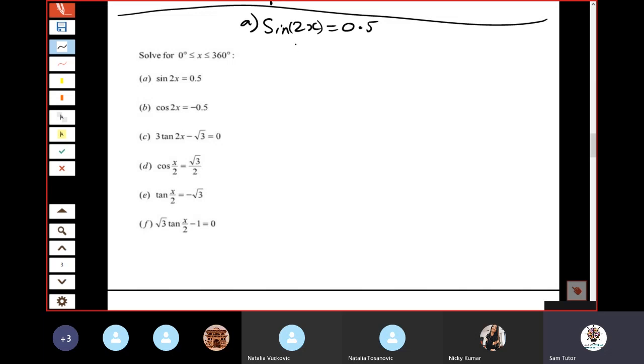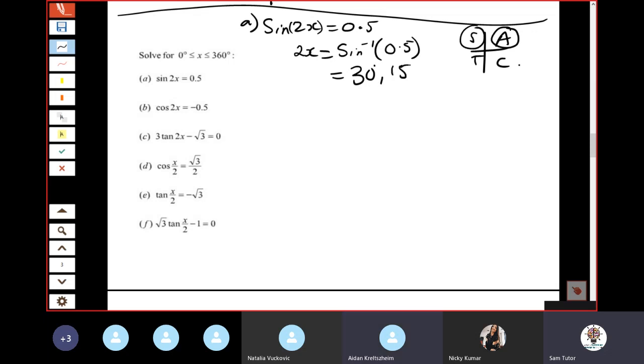So Aiden, what are you going to do to get rid of the sine? Inverse sine? Yep. So then you're left with what? You'll be left with 2x here equals inverse sine 0.5, which equals 30. And then what do you always do now? You draw All Stations To Central. Sine is positive here and here. You happy with that? Yeah. But hold on now.